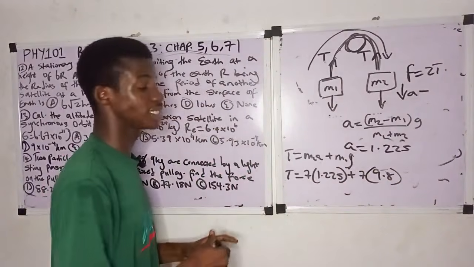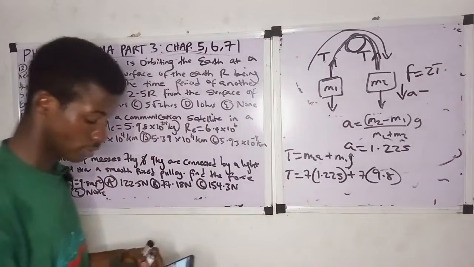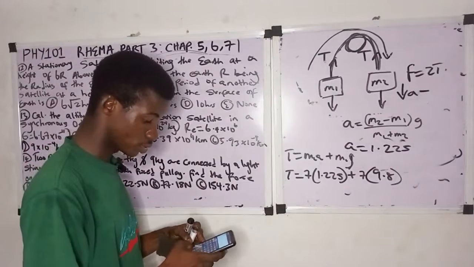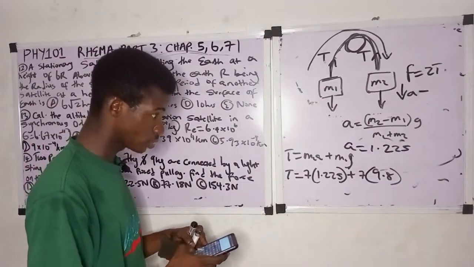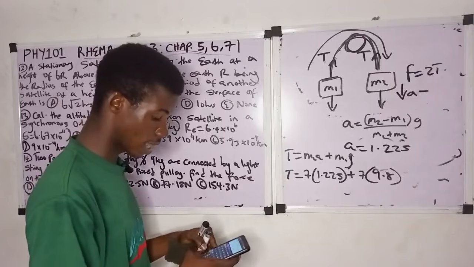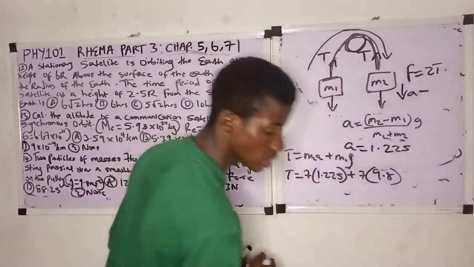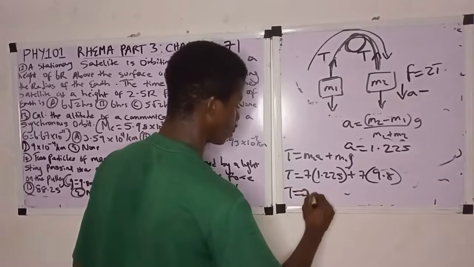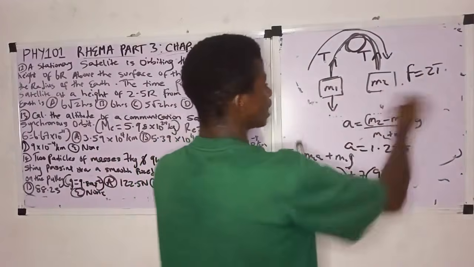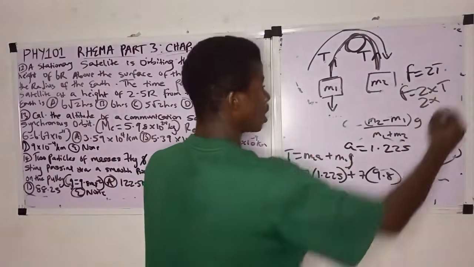If we do everything, we get our tension, multiplied by 2 gives the total force. So it's very easy. 7 times 1.225, plus 7 times 9.8. So the tension is 77.175. What are we looking for? The total force. The total force is 2 times the tension. So 2 times tension is what?